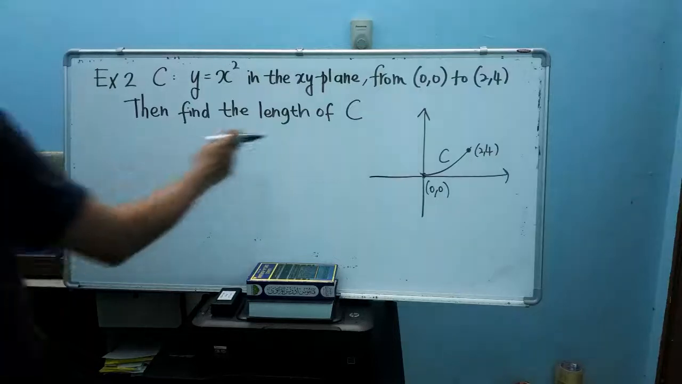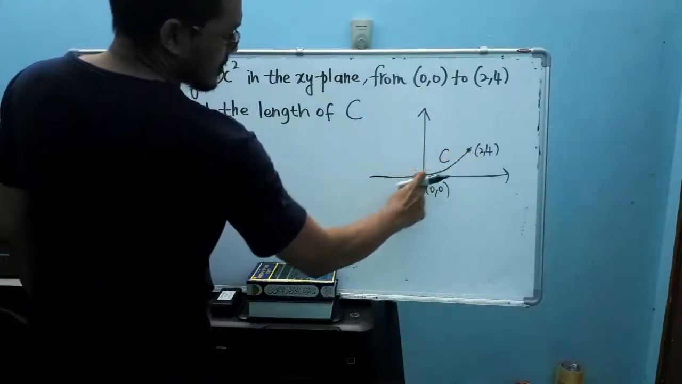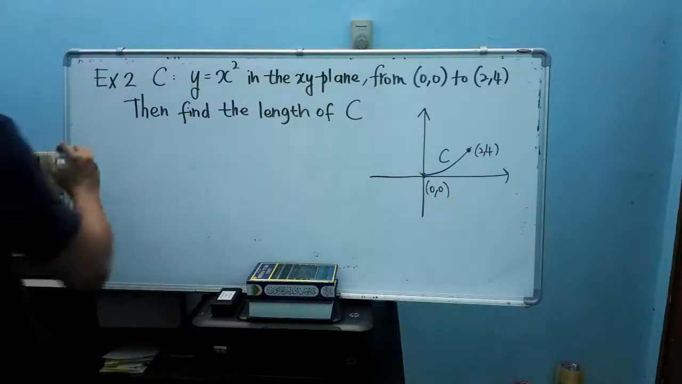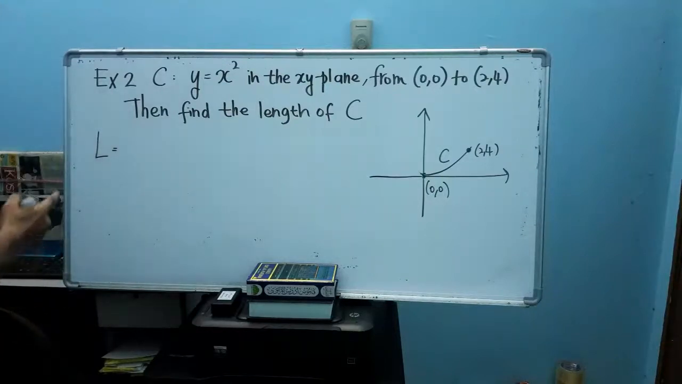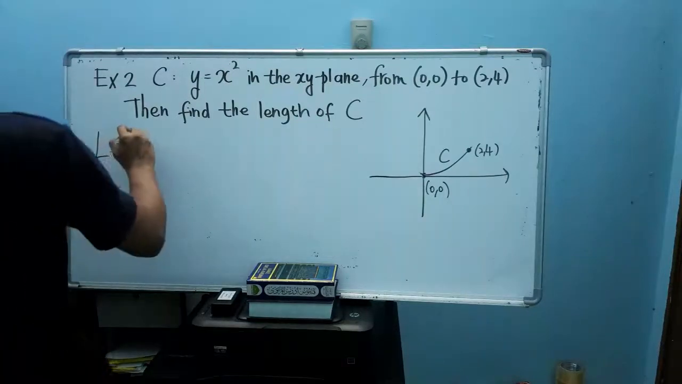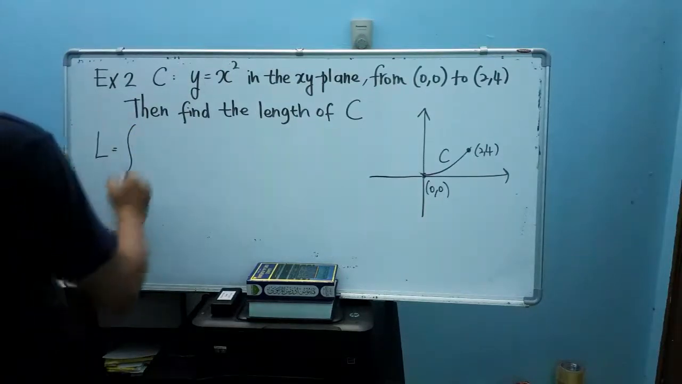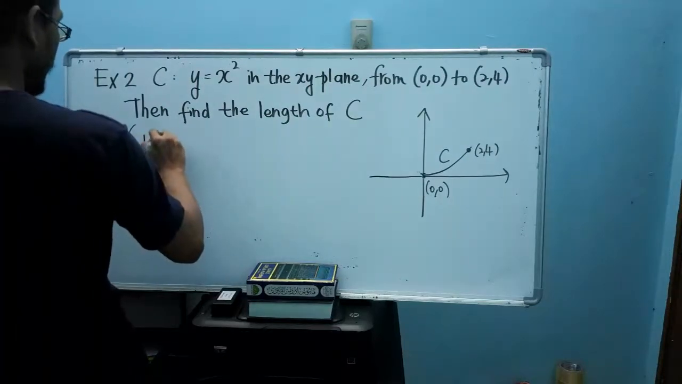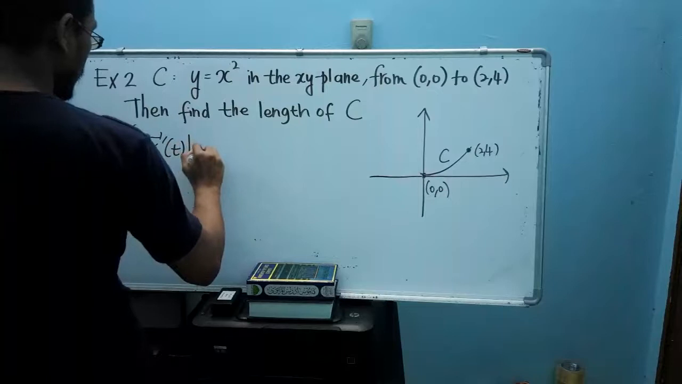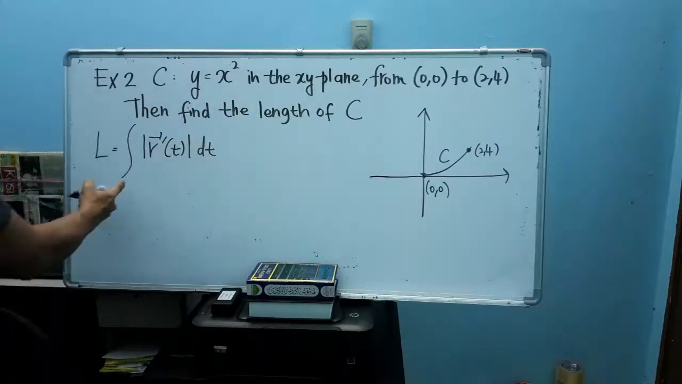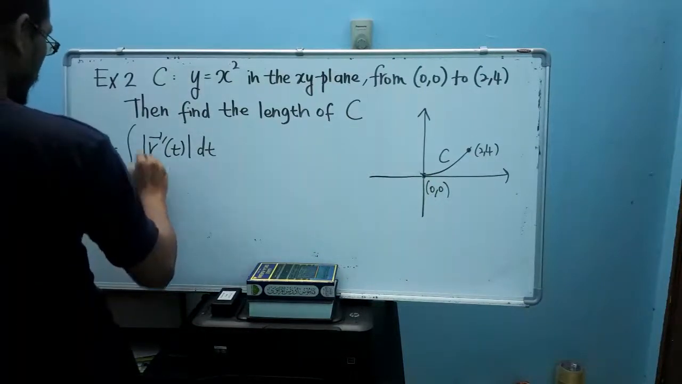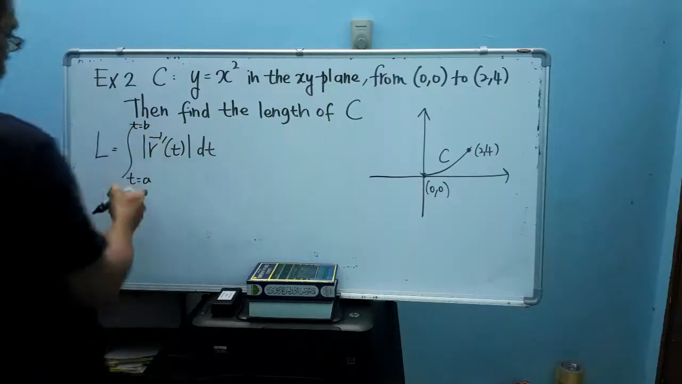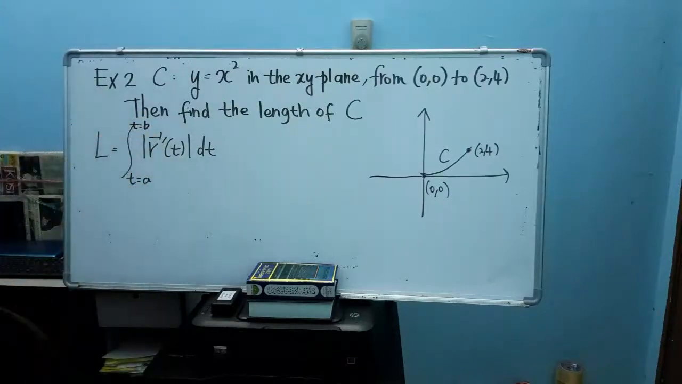Now we want to find the length of C. By the formula, let's denote capital L as the length of C. So this L is just the integral of the magnitude of r'(t) dt, where the limit of integration will be from some number a to b. So this is the formula.